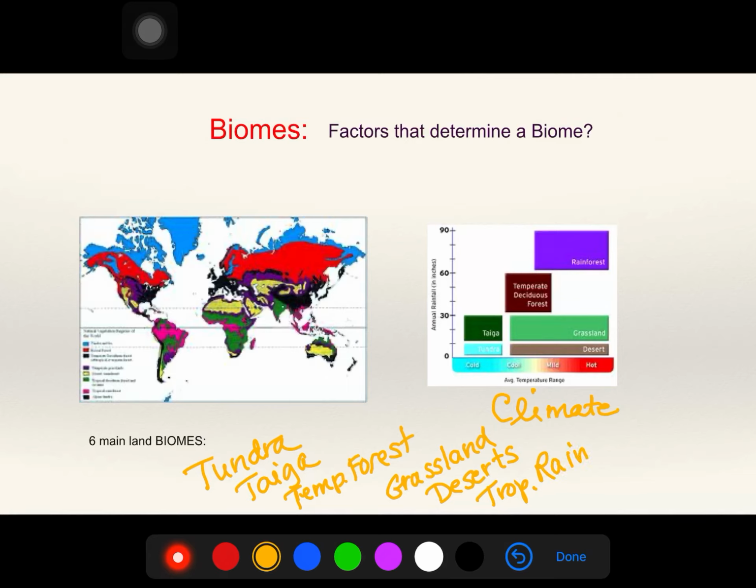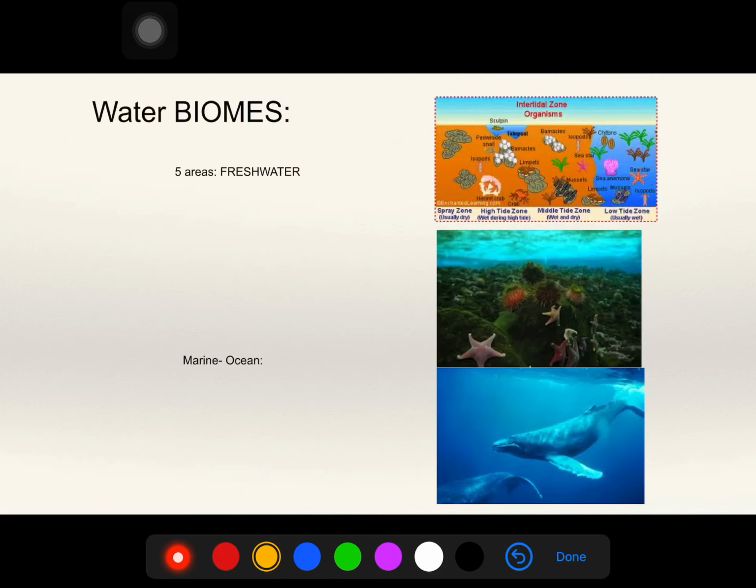But biomes don't only exist on land, they also exist in water. So we have 2 types of water biome main categories: fresh waters and marine. Fresh waters would be your ponds, your lakes, your streams. Those items are your freshwater biomes. Your marine biomes are your ocean and seas.